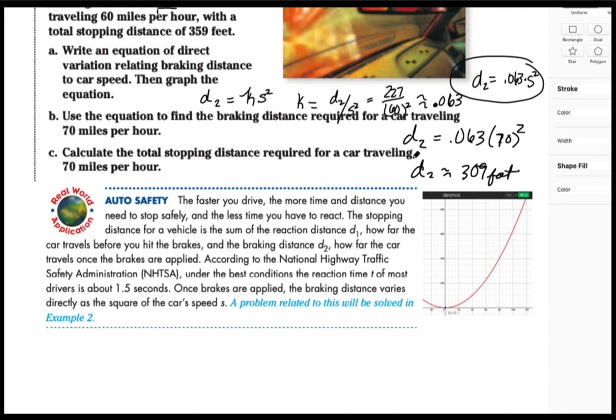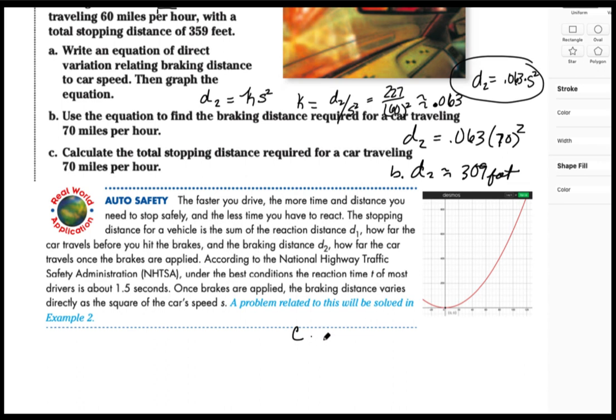So that's part B. And finally, part C, I'll answer down here. Calculate the total stopping distance required for a car traveling 70 miles per hour. So we were given the total stopping distance. The stopping distance for a vehicle is the sum of the reaction distance, D1, and how far the car travels before you hit the brakes.